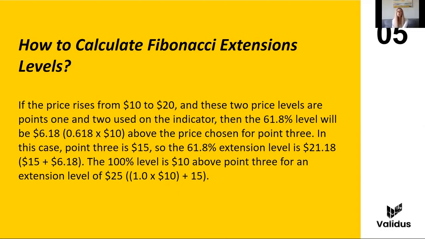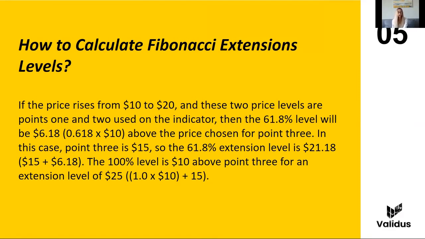I will explain now. For example, if the price moves from $10 to $20, back to $15, $10 will be point 1, $20 will be point 2, and $15 will be point 3. The Fibonacci levels will then be projected out above $15, providing levels to the upside of where the price could go next. If instead the price drops, the indicator would need to be redrawn to accommodate the lower price at point 3.